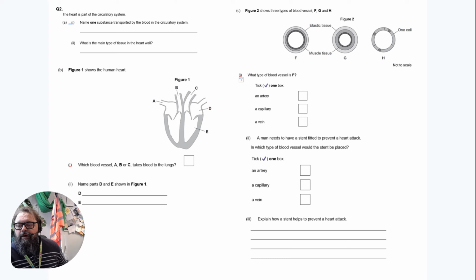D and E are chambers. D is at the top and E is at the bottom. So we know that D is an atrium and E is a ventricle. If we're being really correct, we would say D is the left atrium and E is the left ventricle. Notice that D and E are separated by valves, and if we were asked about the valves, we'd say they are to prevent the backflow of blood, to stop the blood flowing the wrong way.